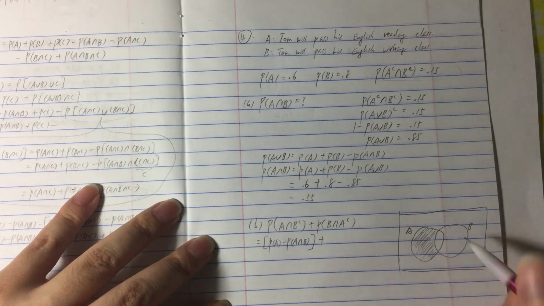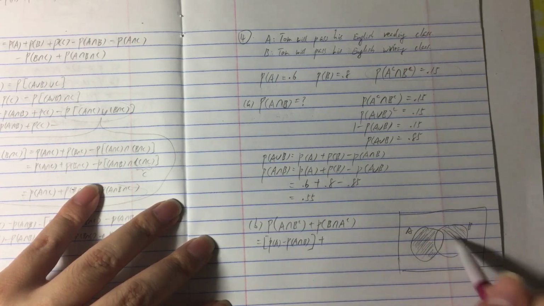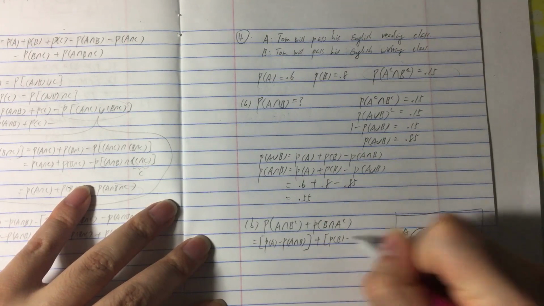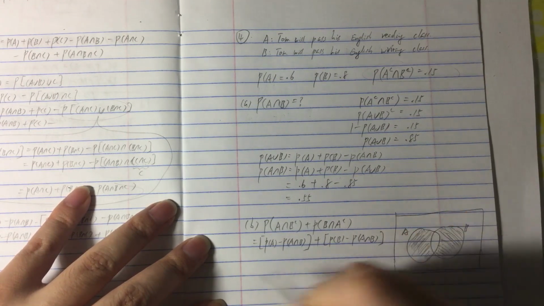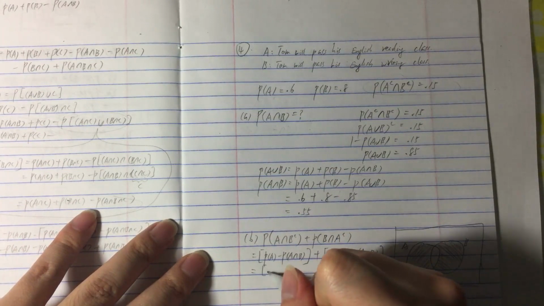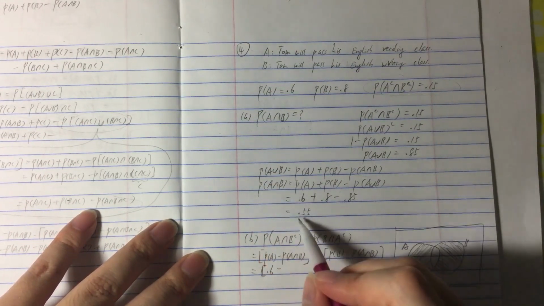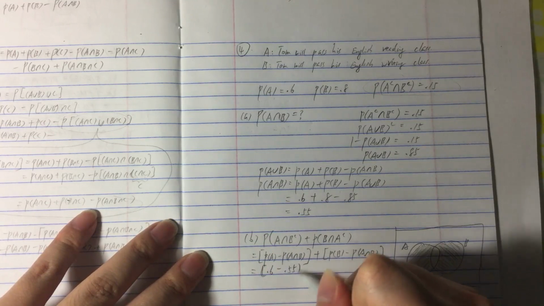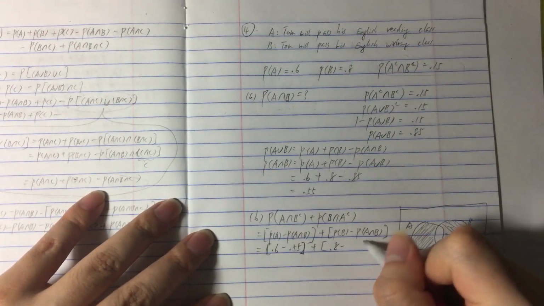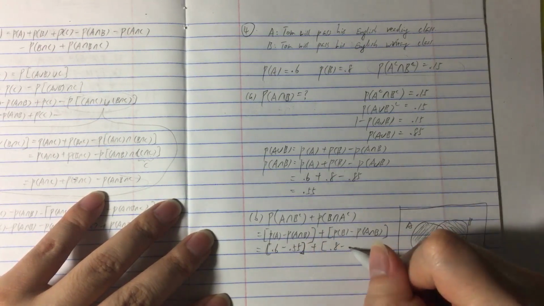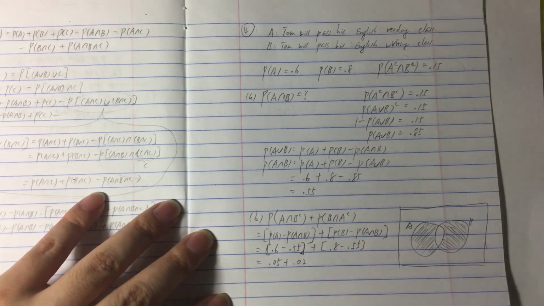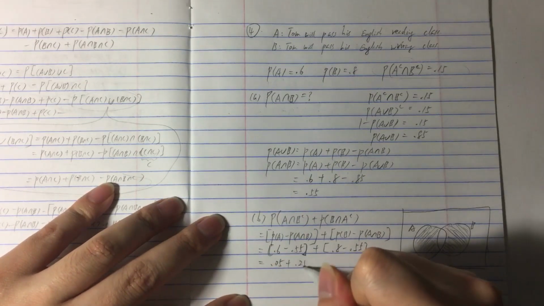And probability of B intersection A complement is this part, everything in B but not in A. This can be rewritten as probability of B take away probability of A intersection B. Then plug in the numbers. Probability of A is 0.6, A intersection B from part A we know is 0.55. Probability of B is 0.8 minus probability of A intersection B, which is 0.55. So we get 0.05 plus 0.25. Together is 0.3.